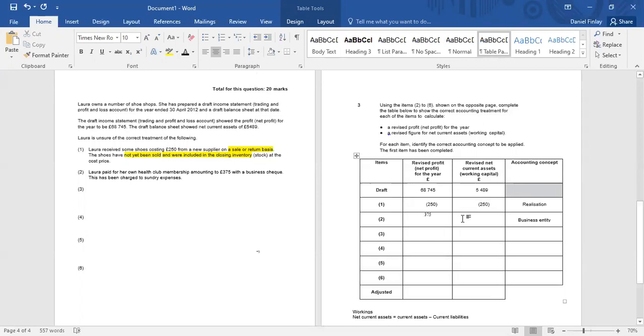And that's not going to have any effect at all on the net current assets because the other side will affect the drawings account, and the drawings account doesn't affect current assets or current liabilities. So nothing changes for the net current assets for that one. Number 3.